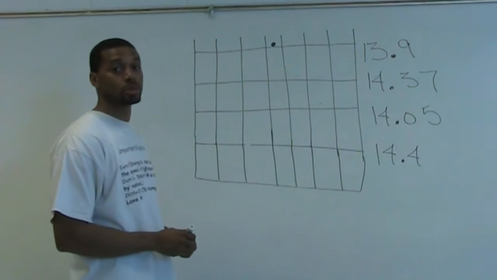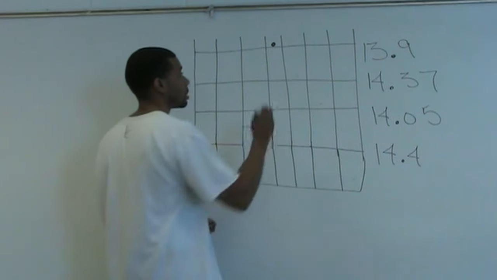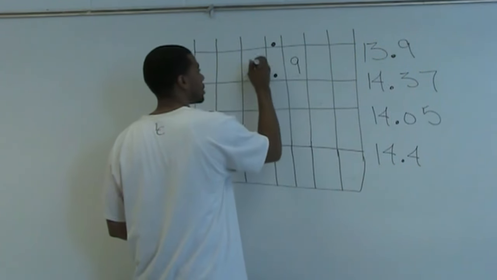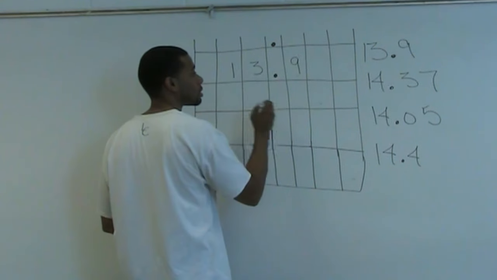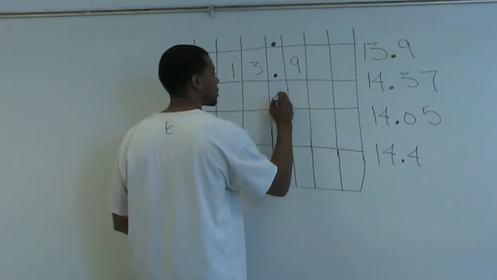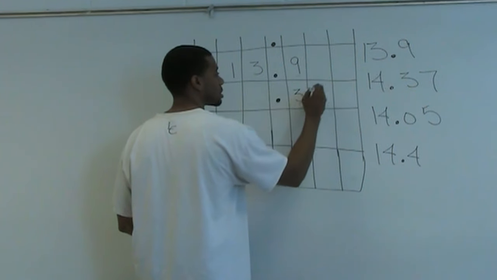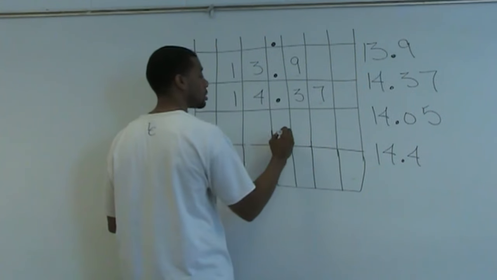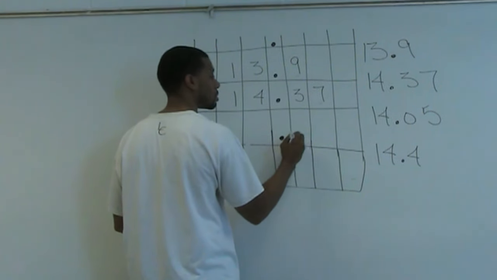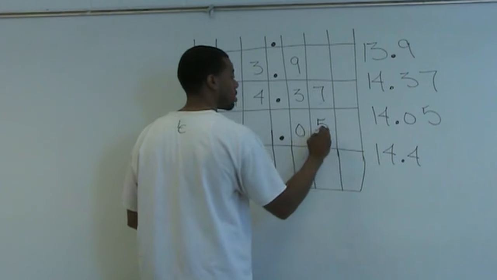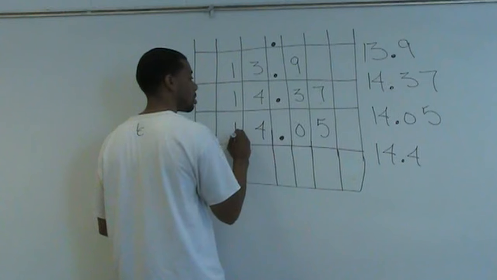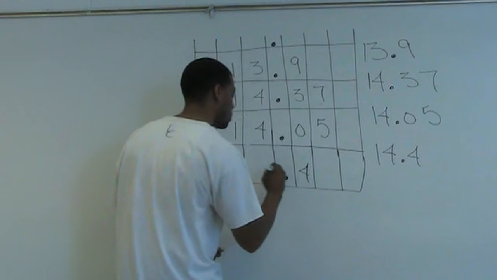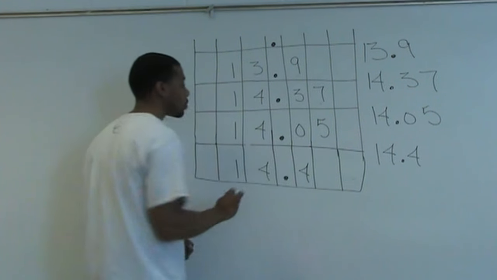The first thing that we need to do is line up the decimals. Place my decimal there. There's a 9 on that end, and a 3 and a 1. Place my decimal in there. Next to the decimal is a 3, then a 7. Next to it is a 4 and a 1. Place my decimal. 0, 5, 4, 1. Place in my next decimal. 4, 4 on this side, and a 1.